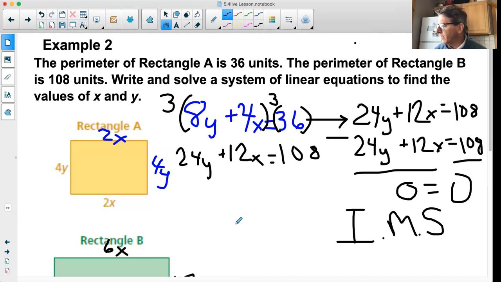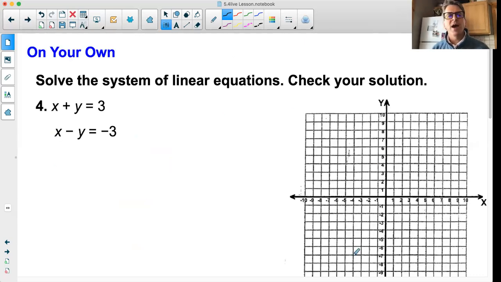All right, to finish up this lesson now, we're going to do the next 4 on your own. Solve the system of linear equations, check your solutions. So what we're going to do here is we're going to solve it however we can. If we can solve it by substitution or elimination or by graphing, we'll do it however we can, okay? If we get a special answer, we will address it as we go. Now I have the graphs here just in case we want to use them. I have them on the smartboard.